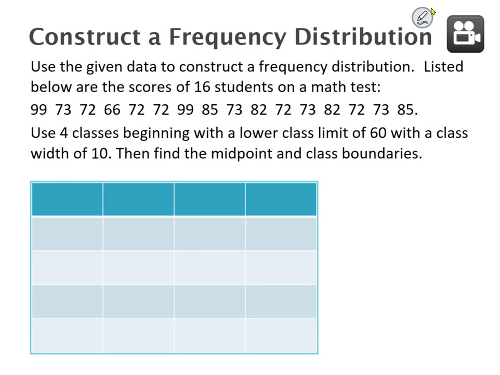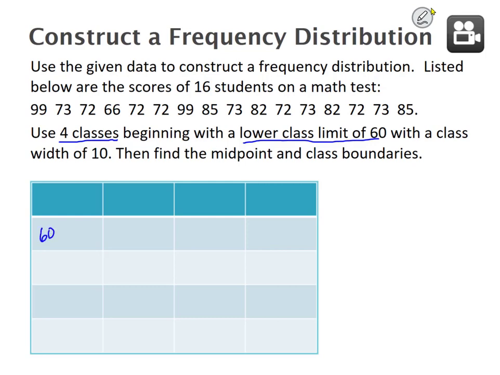This is similar to what your homework will look like. Sometimes they'll ask for some of these parts, sometimes they'll ask for all of these parts. So we're going to build one and get you used to practicing each part. First of all, they're asking for 4 classes, and so we have 4 blanks here, starting with a lower class limit of 60. Now, what does that 60 represent?